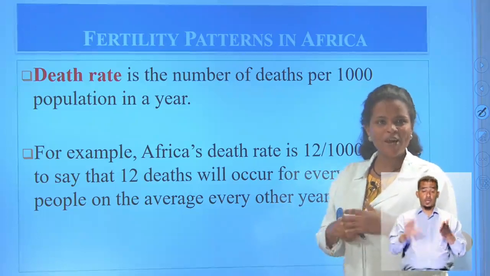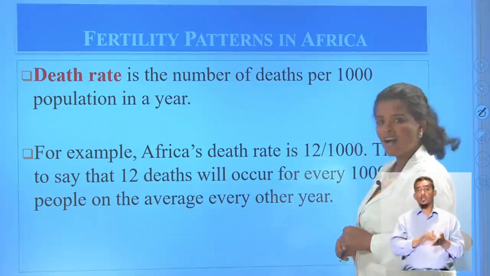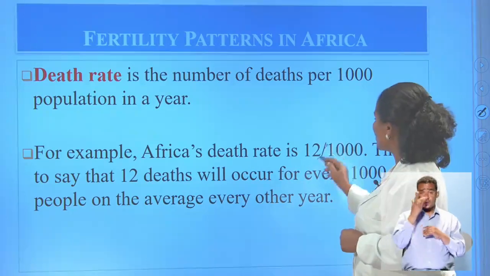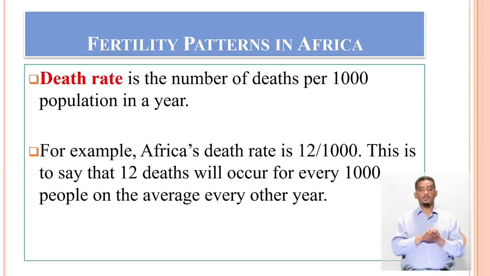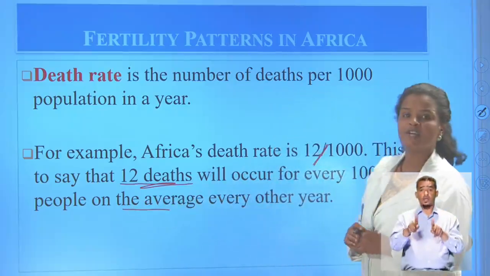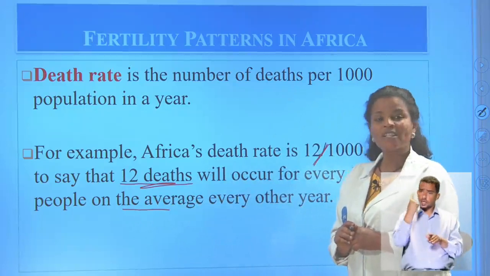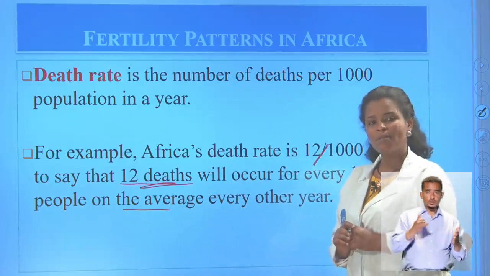Death rate is the number of deaths per 1,000 population in a year. In Africa, the death rate is 12 per 1,000. This is to say that 12 deaths will occur for every 1,000 people on average every year. So the death rate is less than the crude birth rate.